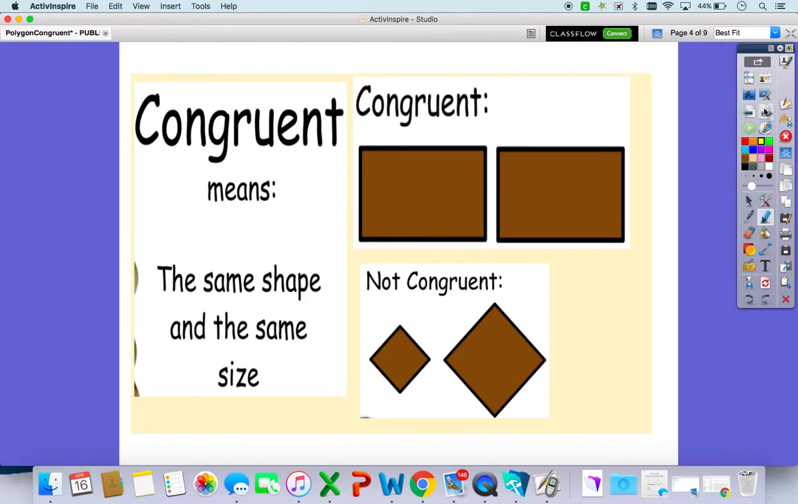We have our definition, the same shape and the same size, and then we have an example of some rectangles here. They are the same shape and they are the same size. Now, these ones down here are not congruent. Why? They are the same shape. They are rhombuses or diamonds, but they are not the same size, so they are not congruent.